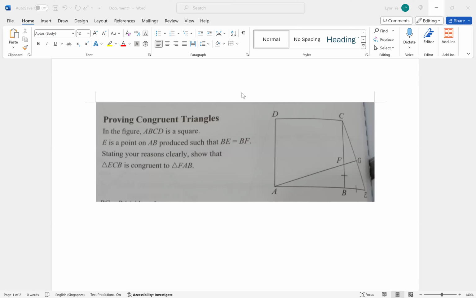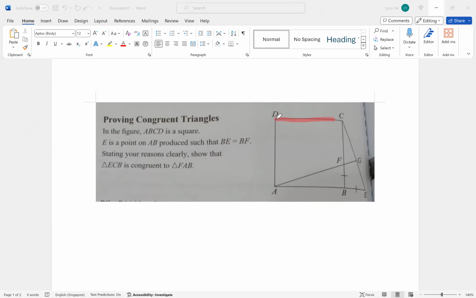a square. So you need to know the properties of a square. What are the properties of a square? All sides are equal, yes.